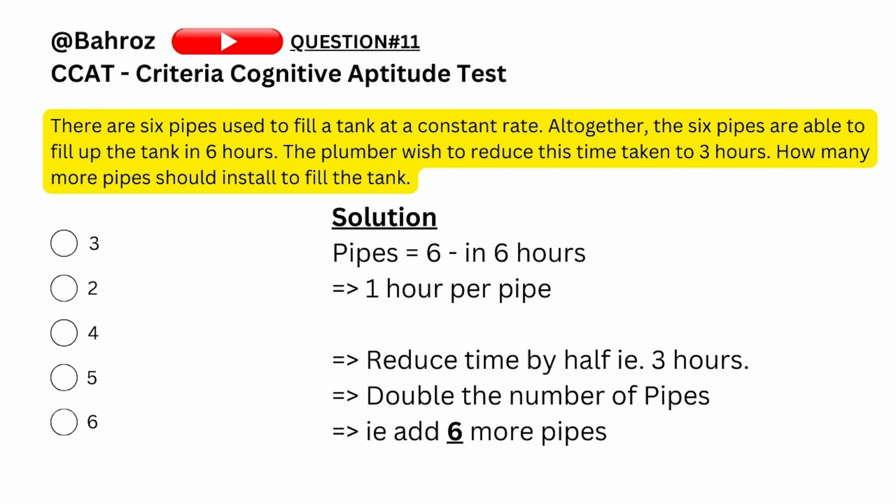How many more pipes should be installed to fill in the tank? We need to double, because if we are halving the time, then we need to double the number of pipes. So if the pipes are 6, they need to be 12, which means we have to add 6 more pipes. So 6 is our answer.